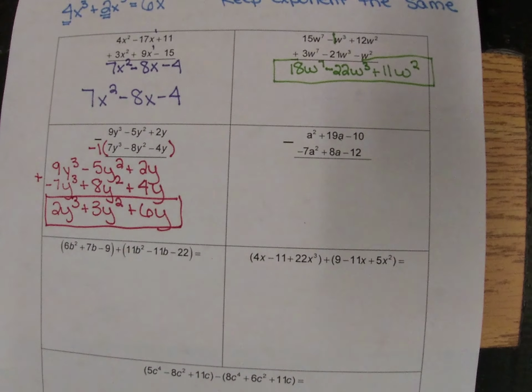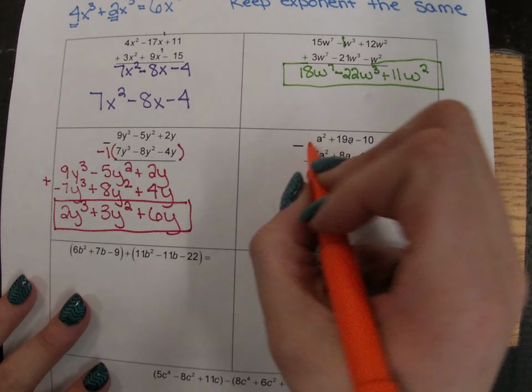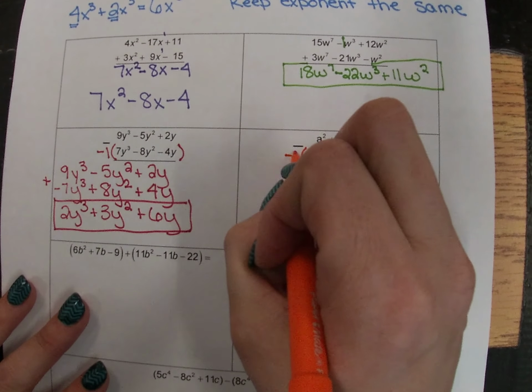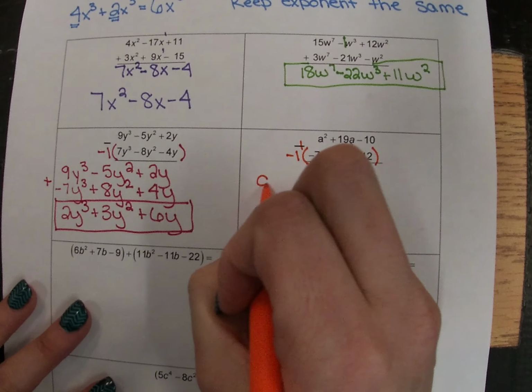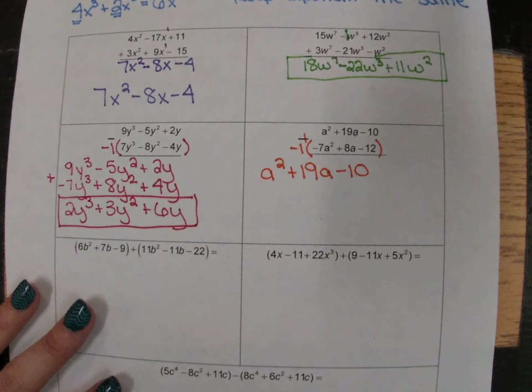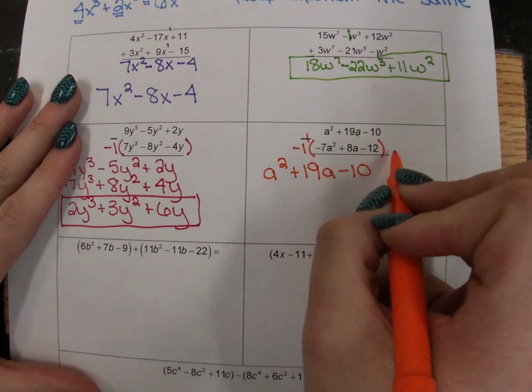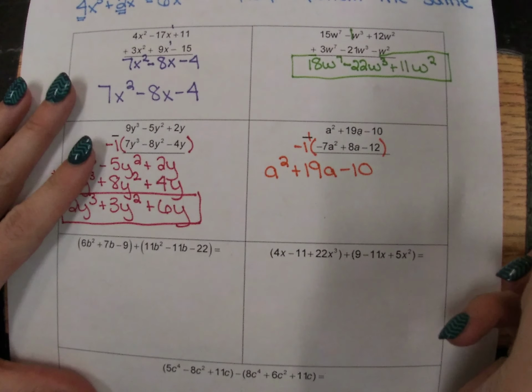Okay, so we will do that same idea for the next one, right? This is subtraction. So if we're multiplying this by a negative 1, we're changing that to addition. So our top will be a squared plus 19a minus 10. In our bottom equation, we're multiplying that negative 1 through so that we can really add.